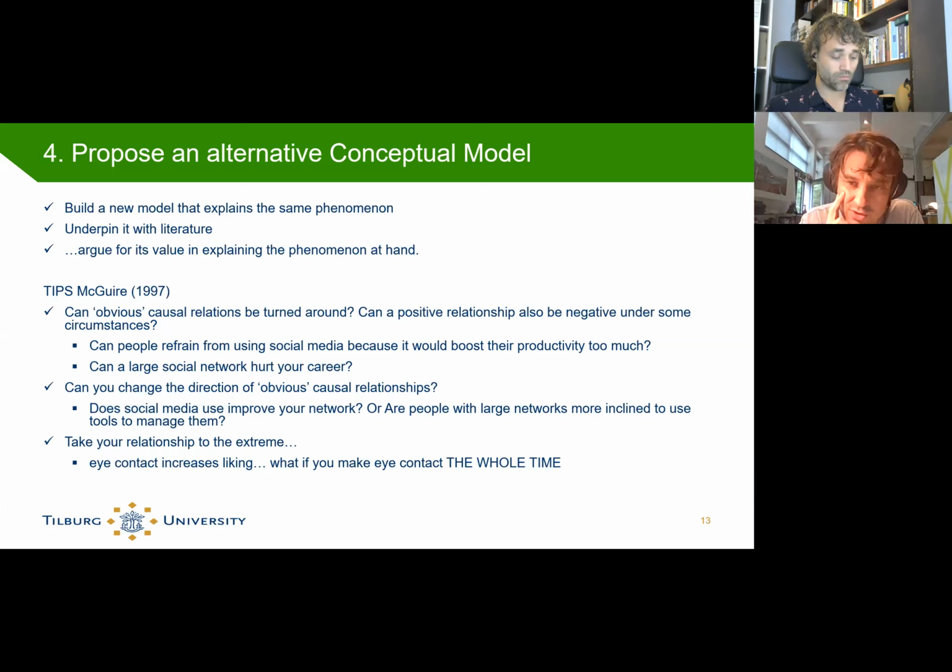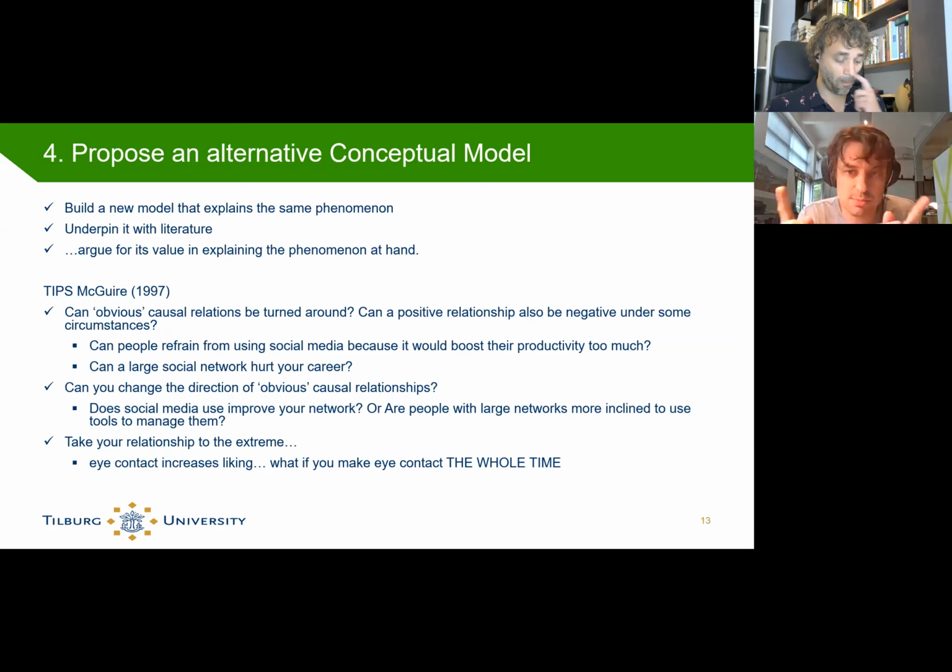So actually, Alexander talked about the value of having a large social network, but can a large social network also hurt your career? That brings up questions about whether it's the size of a network or the strength of a network, or whether you have a lot of variety in your network. So asking these kinds of questions can bring you to new questions and new models.